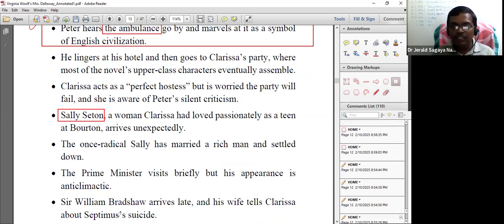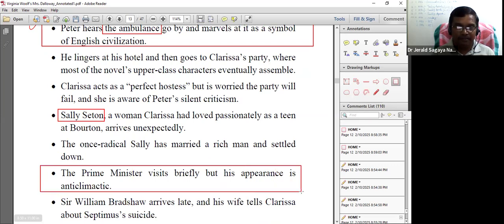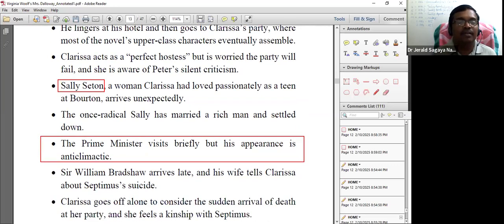And in the novel, இன்னொரு surprise visit கொடுக்கிறது யாரு அப்படின்னா, the Prime Minister arrives there, and he actually is very happy with the reception that is given by Clarissa. அதுக்கப்புறம் you find Sir William Bradshaw. He comes a bit late for the party, and everybody is asking why he is a bit late. And Sir William Bradshaw tells the hostess Clarissa that Septimus has committed suicide, but without much emotion.